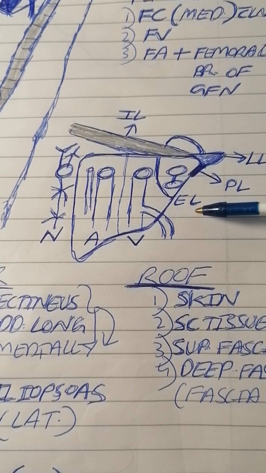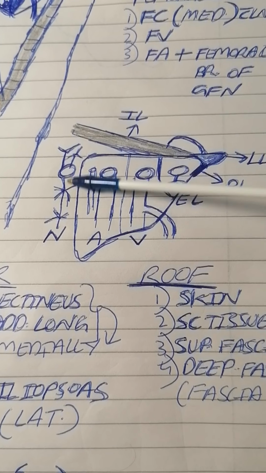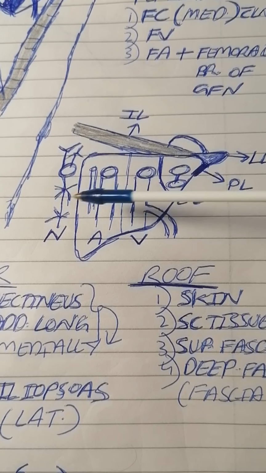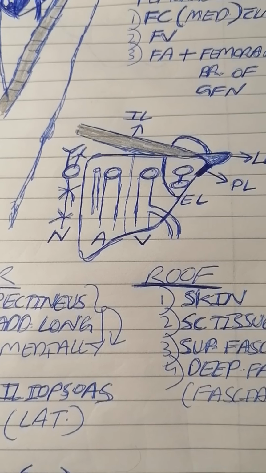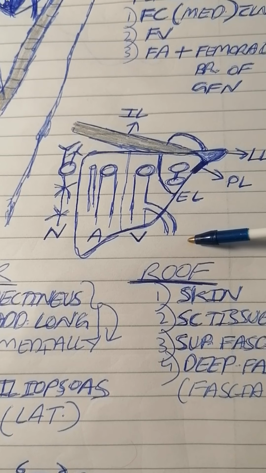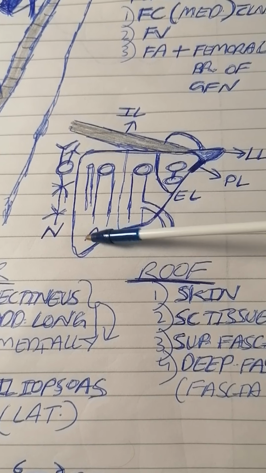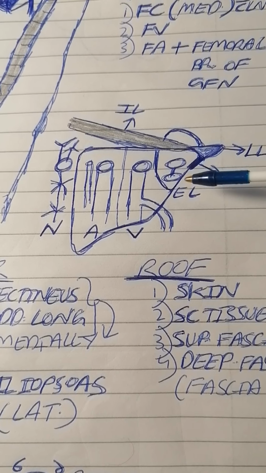A very, very important point to remember is that the nerve is the one which is not inside this femoral sheath. The nerve is outside, lateral to this femoral sheath. So it's all about lateral to medial: NAVEL, nerve, artery, vein.